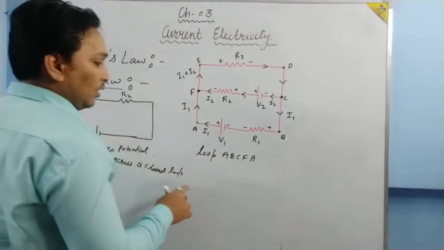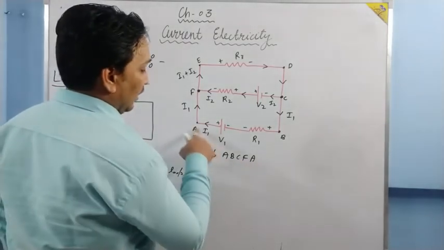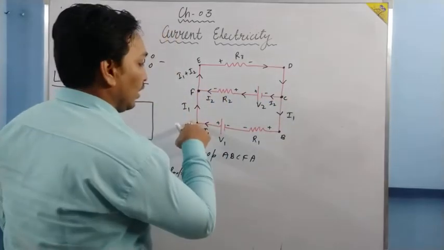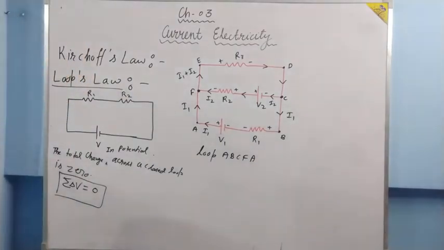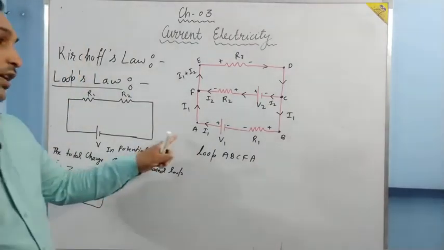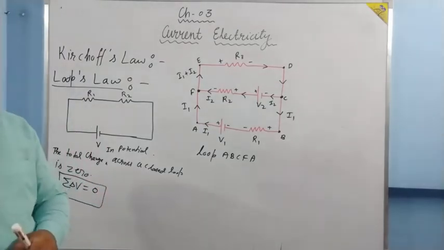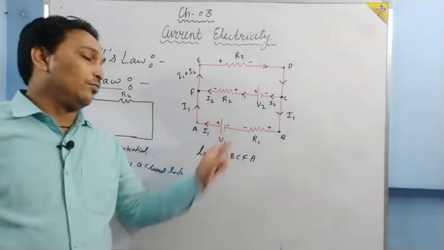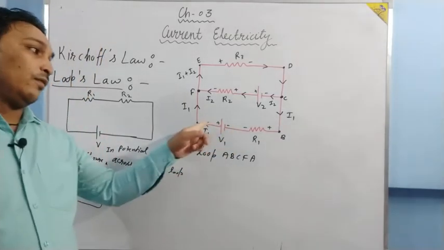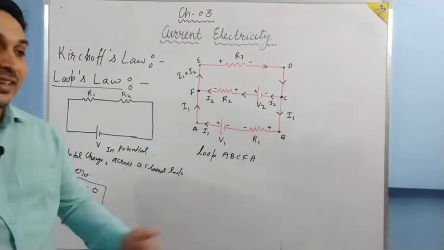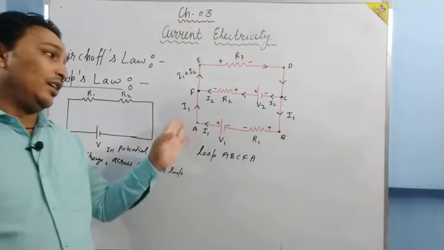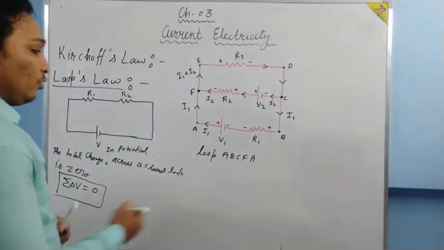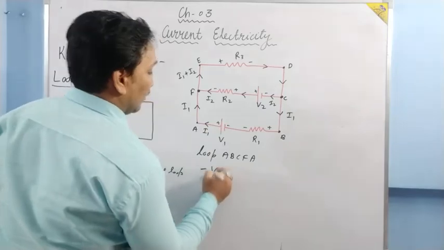Now just go along the path A, B, C, F, A. A to B to C to F to A. Now start moving from A to B. When we start moving from A to B, what is the first thing we encounter? It is a cell. And we are going from plus to minus. So we are decreasing our potential. From plus to minus we are moving, so basically we are decreasing our potential. So what should be written? It should be written minus V1.